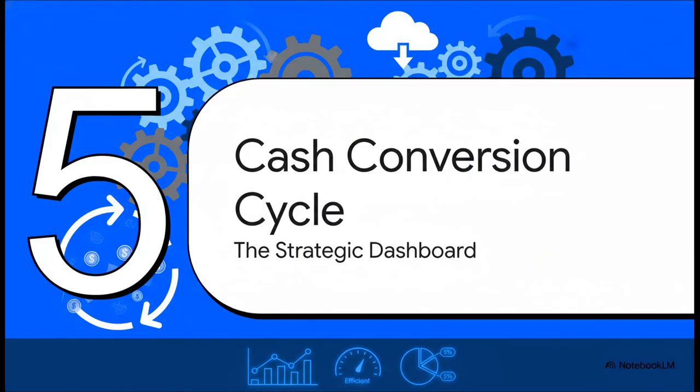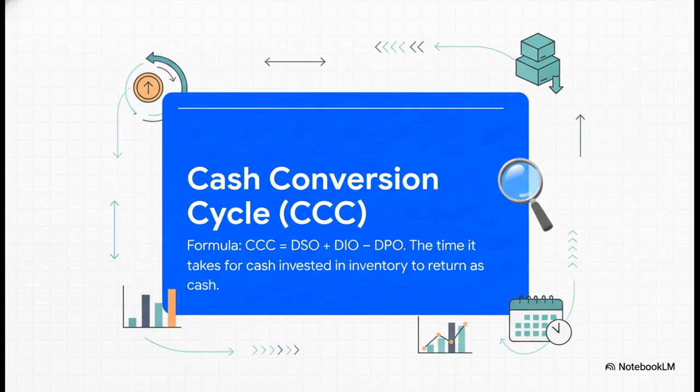All right, let's zoom out for a second. How do managers and executives keep track of all these moving parts at a high level? Well, they use a single, really powerful metric called the cash conversion cycle. You can think of it as the ultimate dashboard for your company's operational efficiency. The CCC tells you in days how long your cash is locked up in the business.